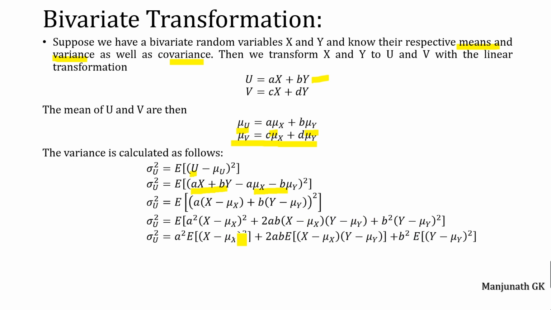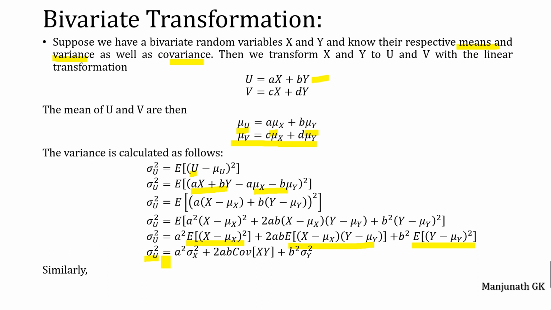Next, apply expectation inside the bracket. a square is a constant, 2ab is a constant, b square is a constant here. It means a variance of x. It means covariance of x and y. It means a variance of y. We know all those definitions. So if the variance, mean and covariance of x and y are known, then easily I can calculate a variance of u.